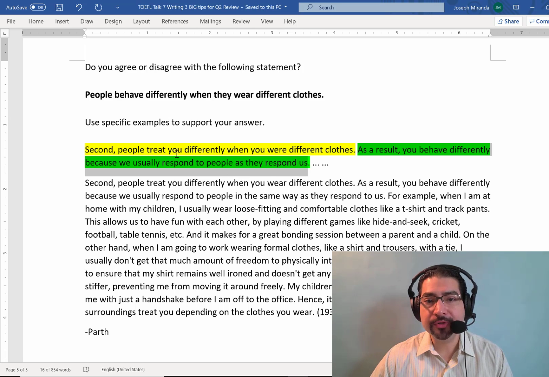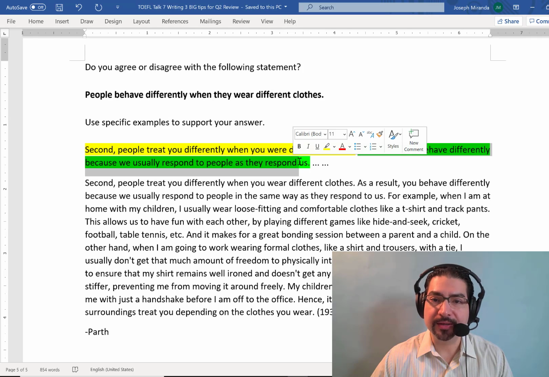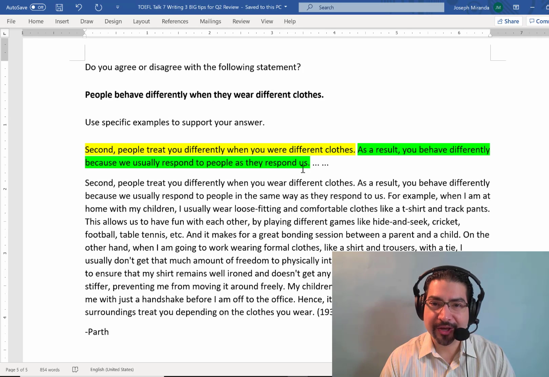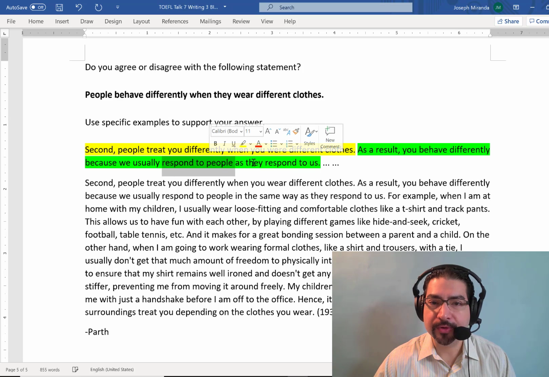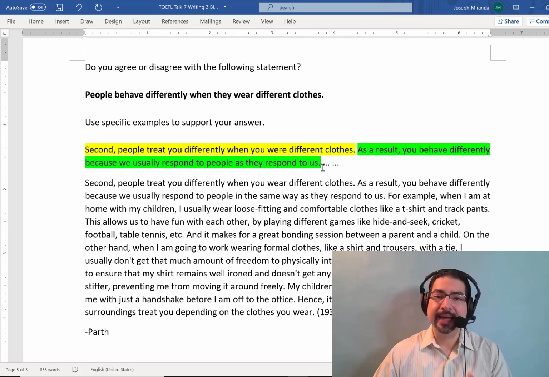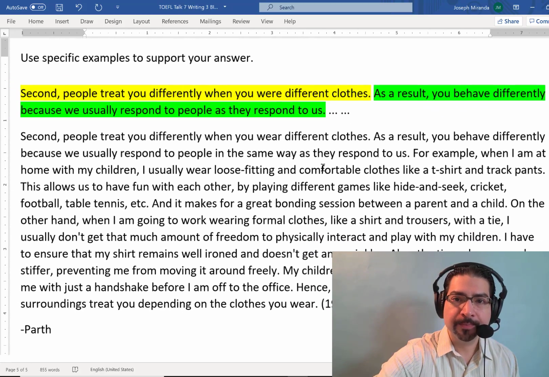So second, people treat you differently when you wear different clothes. As a result, you behave differently because we usually respond to people as they respond. And then I had a little typo there. To us, right? Respond to people as they respond to us. Now, when you see this, right, let me make it a little larger.